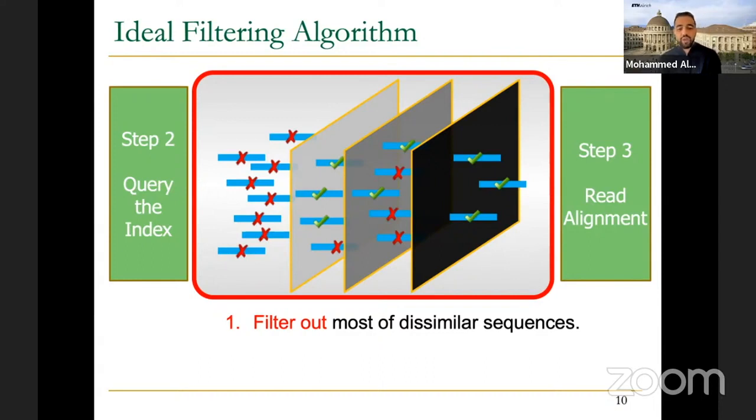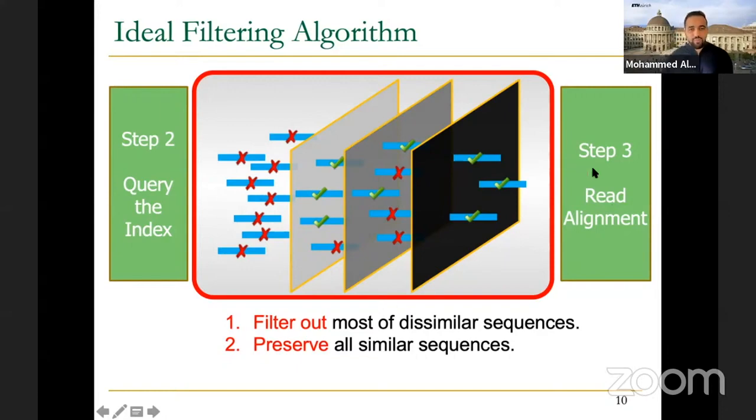And that's why we are aiming to filter out most of the similar sequences, and it's okay to have some of them accepted or passing the filter, because in the third step we are going to have sequence alignment that is 100% accurate. So even if you pass some of the incorrect or dissimilar sequences, you can still recover from this and delete them in the third step.